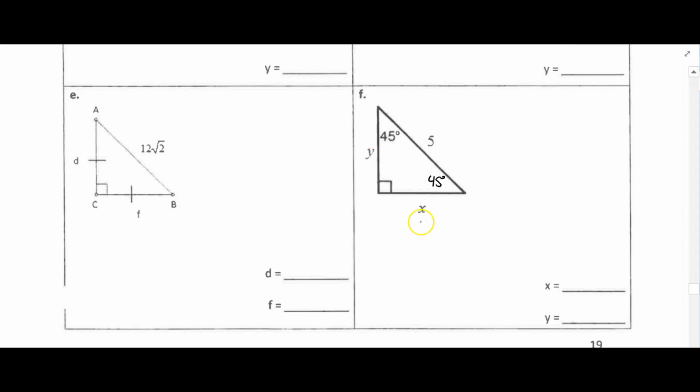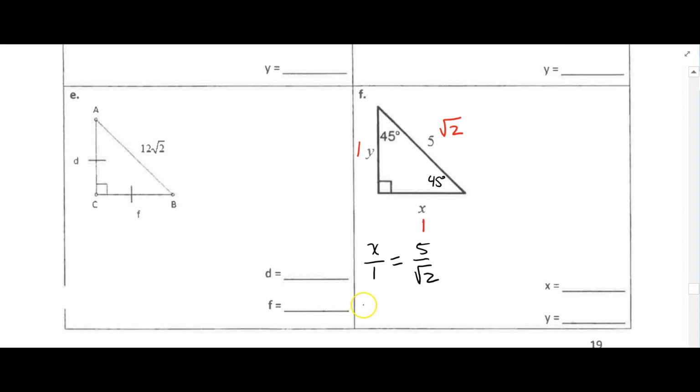So I'm going to label my sides. This is going to be 1, 1, root 2. And once I find x or y, I'm going to know the other one because these are the two legs. So let's go ahead and set up a ratio. I'm going to do the black over the red for this. So I'm going to do x over 1. I could have started with y if I wanted to. And then black over red here is 5 over root 2.